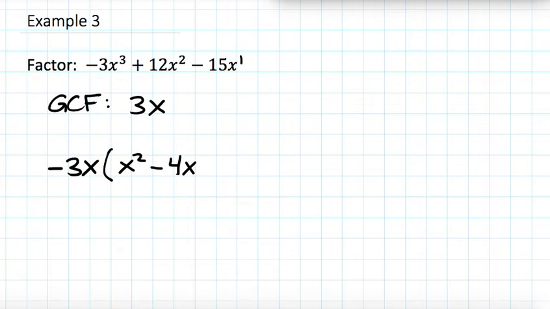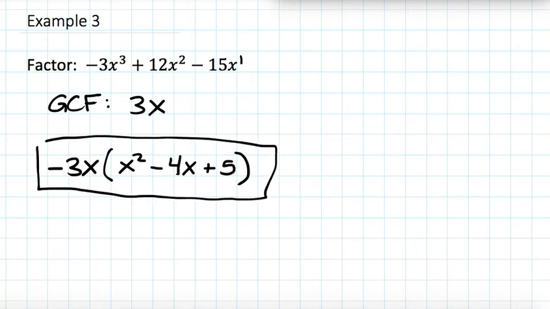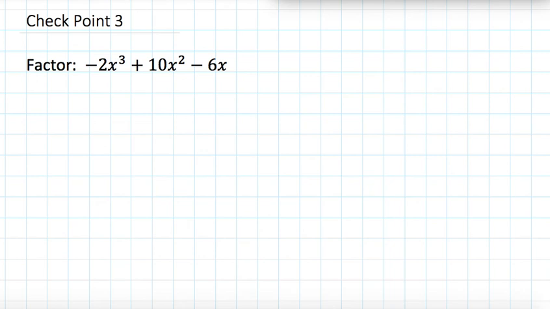And then for the last term, minus 15x, what do I need to multiply negative 3 by to get negative 15? It needs to be multiplied by positive 5. So when I distribute negative 3x, I get minus 15x in that last term. So that's my answer for example 3. Again, same idea, you just have to be really careful with signs. So next, you should do checkpoint problem number 3. Do this problem in your notes, check your answer with the notes that are posted, and then you can move on to the homework.